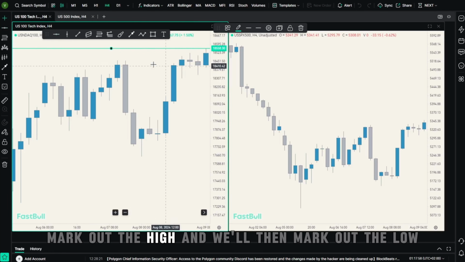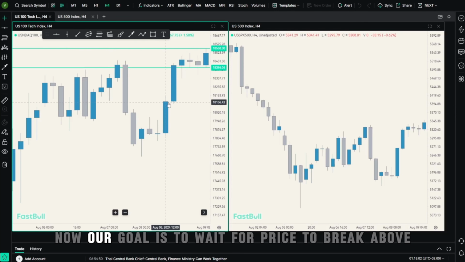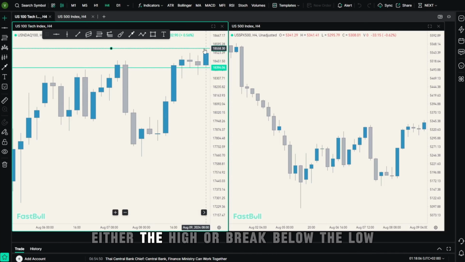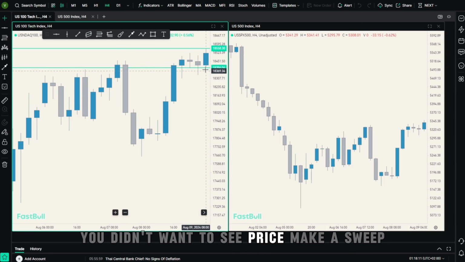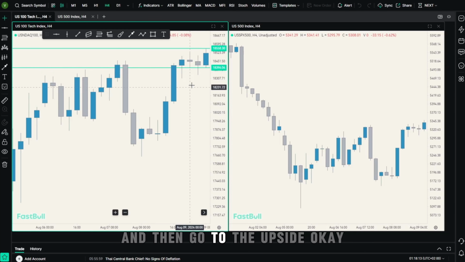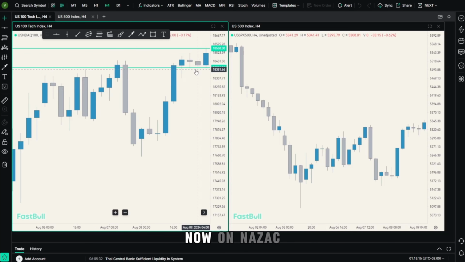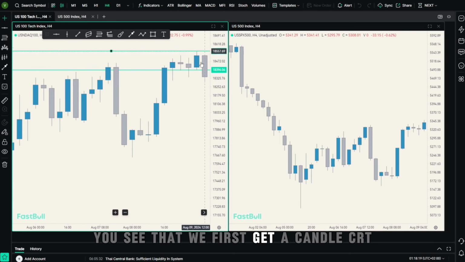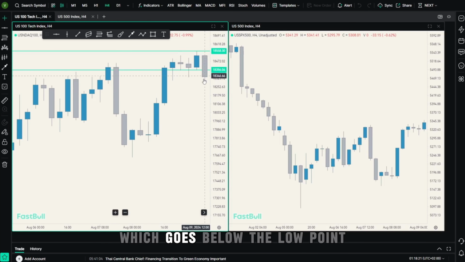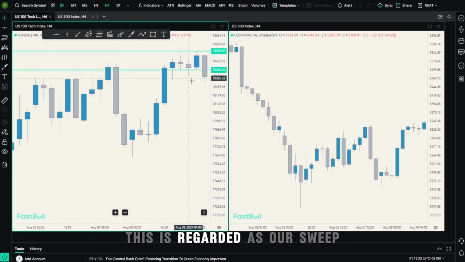We'd mark out the high and we'd then mark out the low. Now our goal is to wait for price to break above either the high or break below the low. From that point, you then want to see price make a sweep and then go to the upside, okay? Now on NASDAQ, we see that we first get a candle CRT which goes below the low point. This is regarded as our sweep.